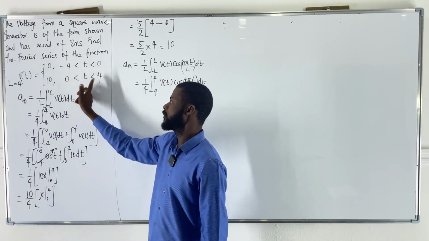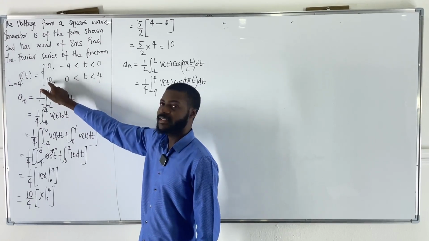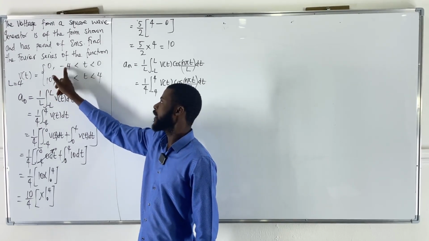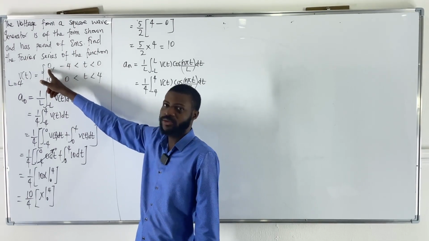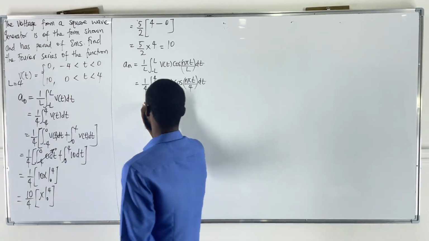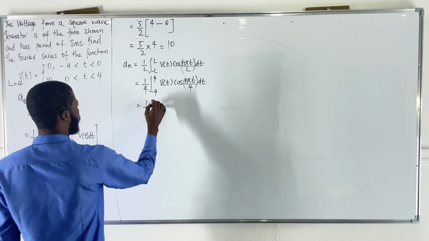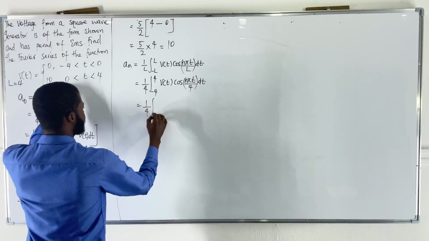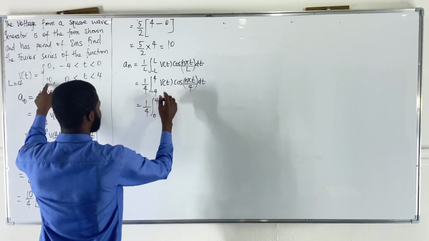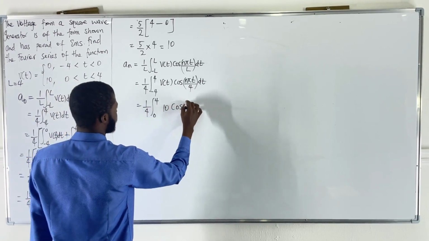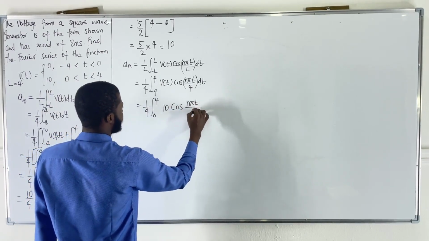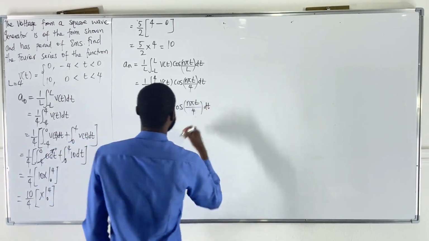But I'll be using only the 0 to 4 because the answer I have here is 10. But when it's minus 4 to 0, that's 0. So it's not useful, so I'm going to throw it away. So this will be 1 over 4 integral from 0 to 4, then v of t is 10 cos n pi t over 4 dt. So this is what I have.